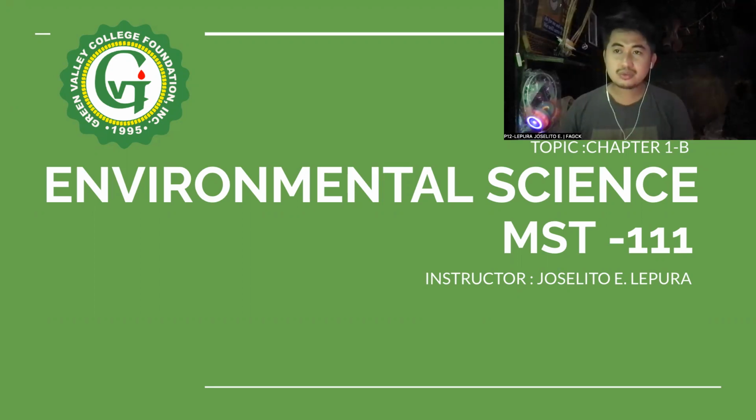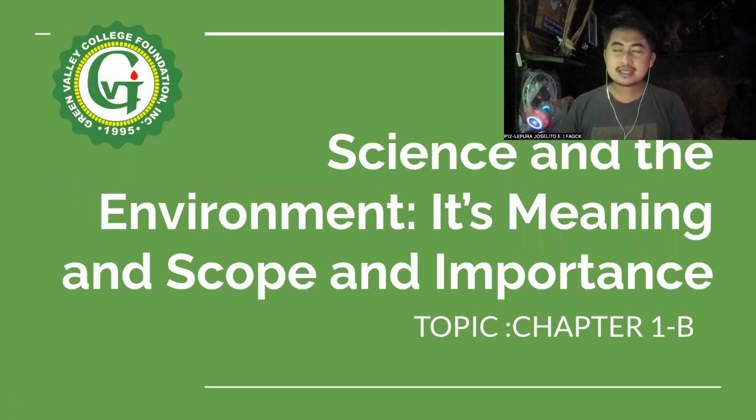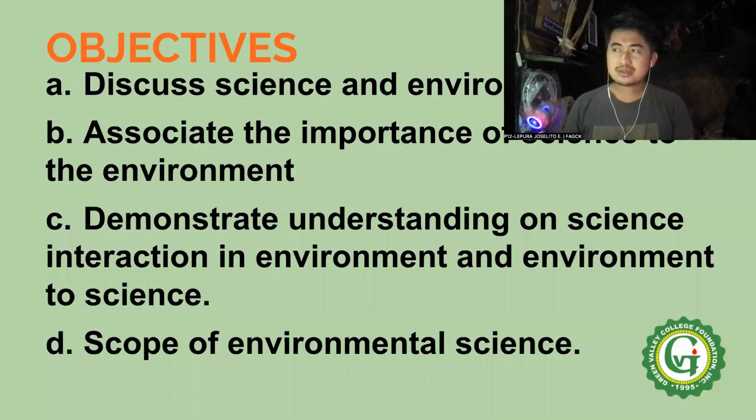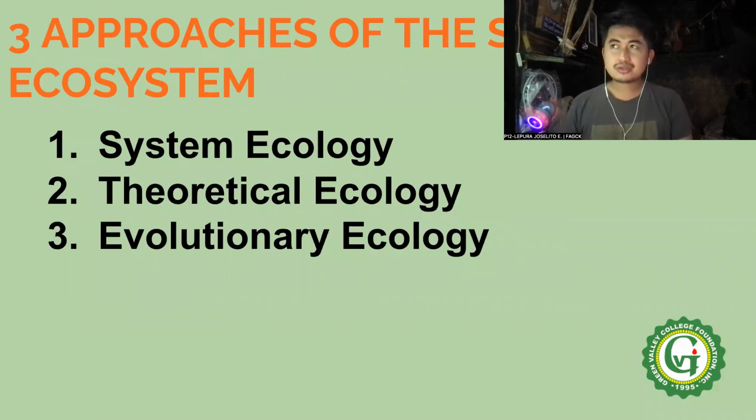Now, just a brief review of your environmental science. What we have discussed so far, first, is science and the environment, its meaning, scope, and importance. That's for your chapter 1. We've discussed environmental science, ecology, and the approaches to the study of ecosystems. Hopefully you are catching up.